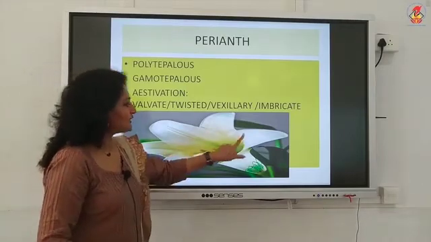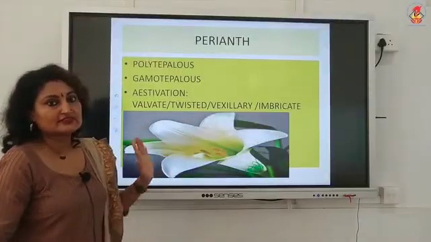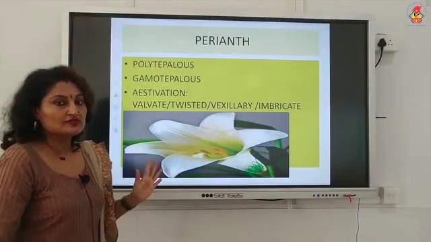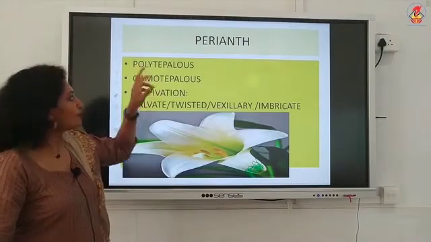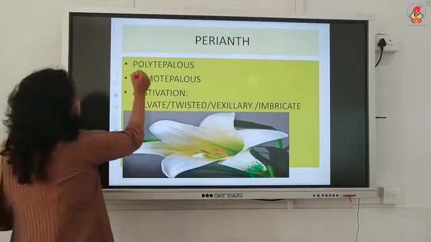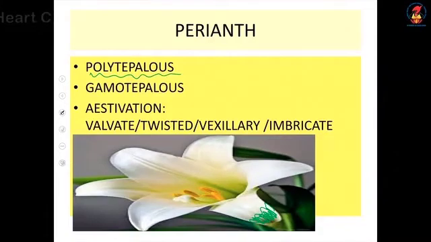See how many tepals it has? 1, 2, 3, 4, 5, 6. It has 6, or multiples of 3. So it's a trimerous flower. So the terms used: polytepalous. See, we are going with the same word. Polytepalous means the tepals are free. Gamotepalous means the tepals are fused.